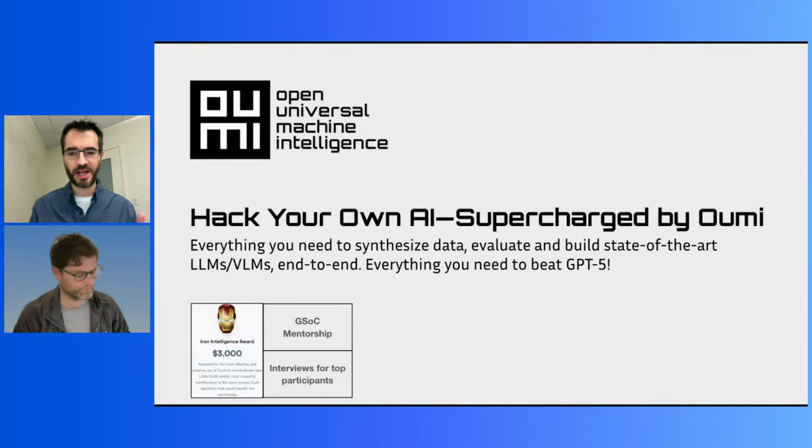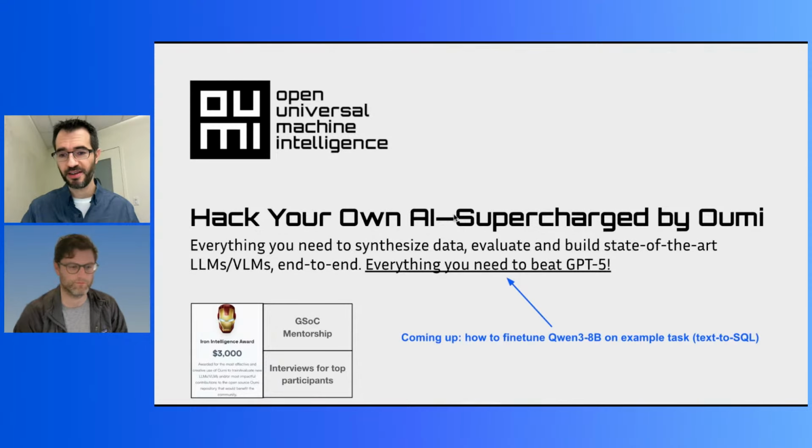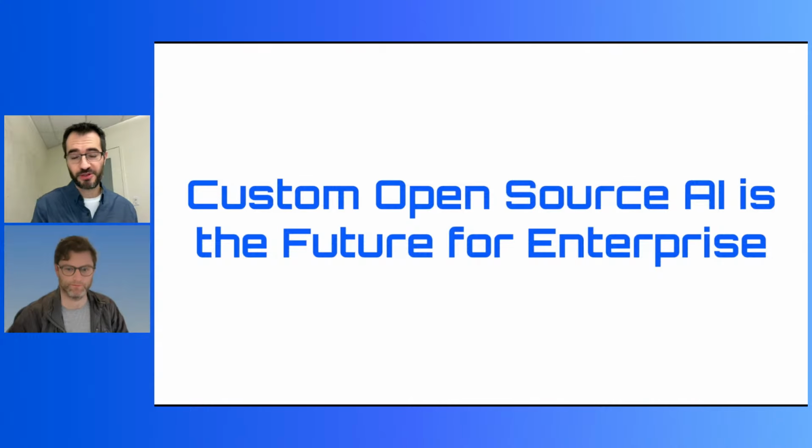So you can build your own custom models, and for a specific use case that you target, you can even build GPT-5. And actually later today, we're going to be showing you how you can do that by tuning a small model to match or beat GPT-5 in a very specific task. So Oumi gives you all these tools that you need so you can put your enterprise, what you're doing, on the right AI future. Because the future for AI is going to be custom open source AI.